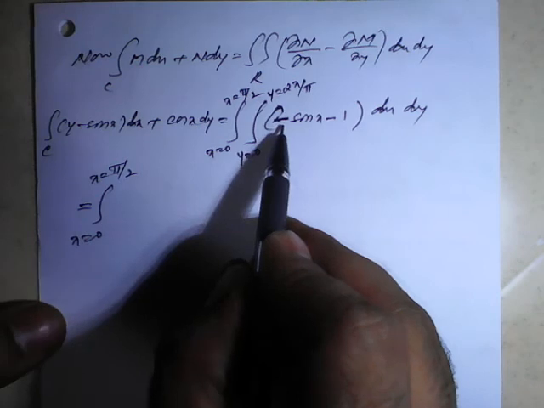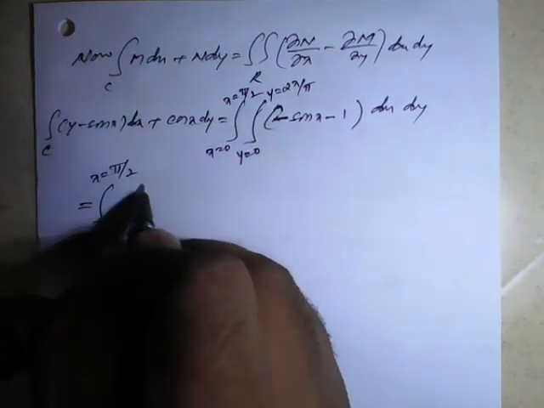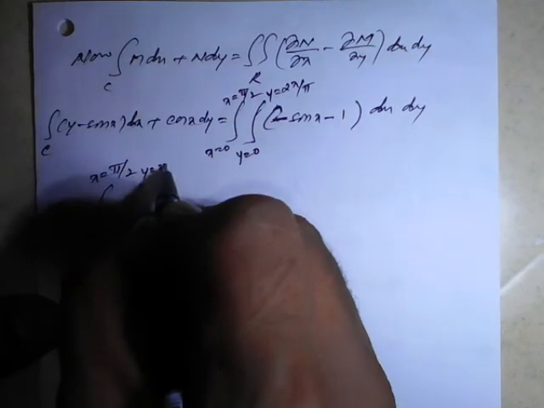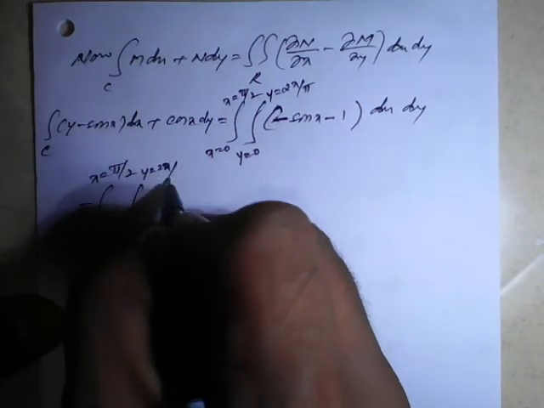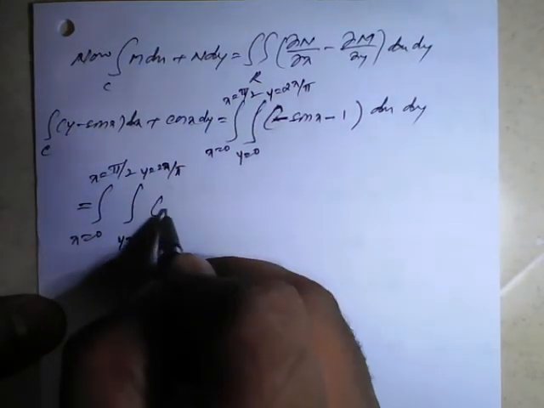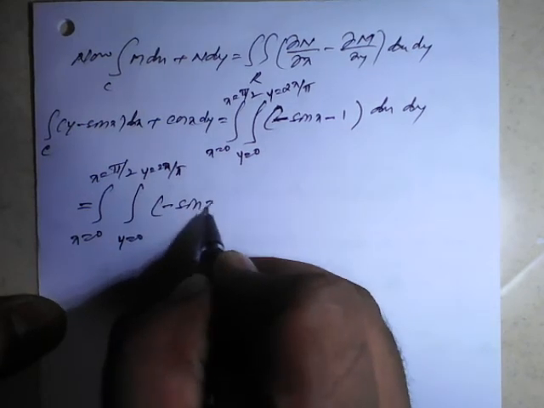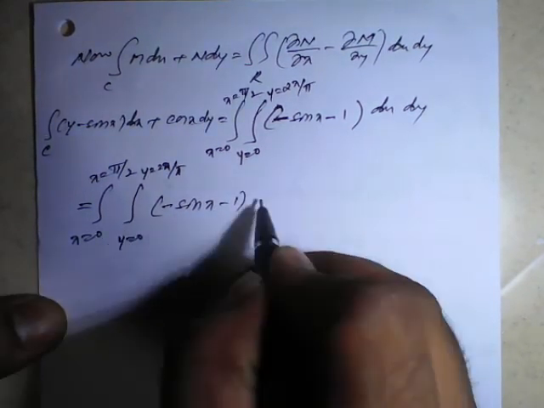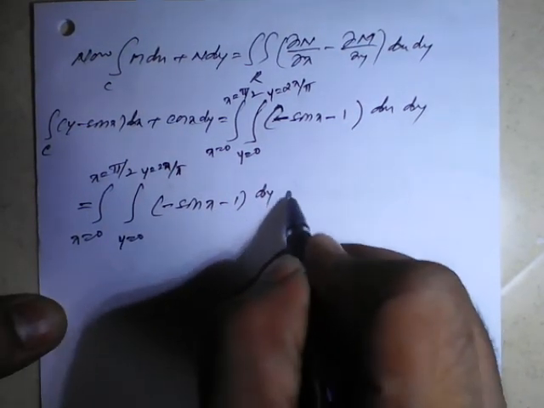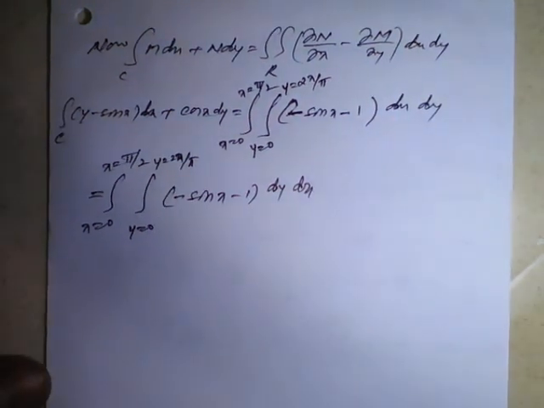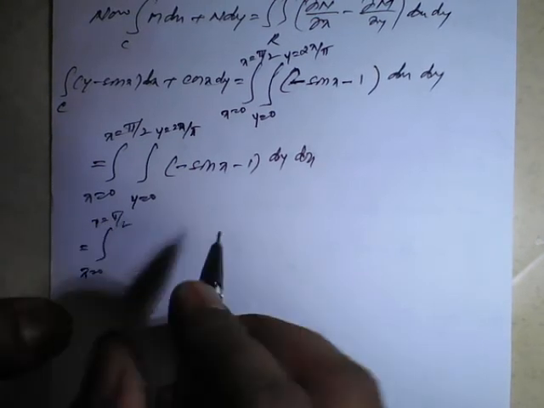So, integration of y from y equals 0 to y equals 2x upon pi, of minus sin x minus 1. First we are going to integrate with respect to y, then with respect to x, which is nothing but integration of x from 0 to x equals pi by 2.